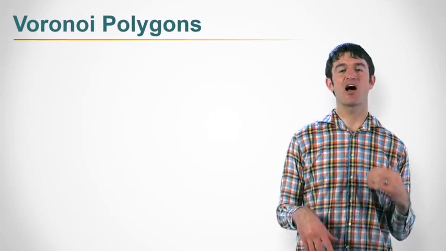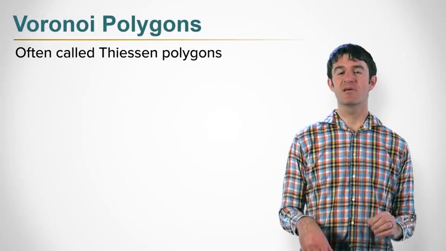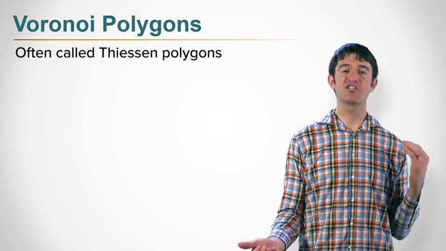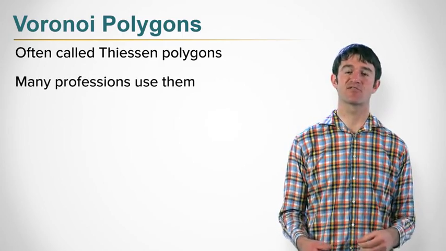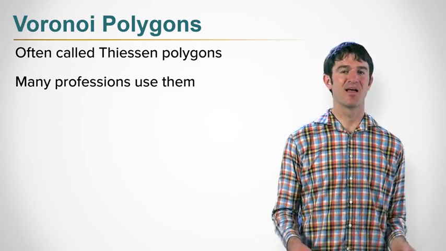Another way to make zones is to create Voronoi polygons, which are often called Thiessen polygons, including in ArcGIS. Some of you may have heard of them from your own work. While brushing up on material for this lecture, I saw just how many different professions have uses for them. They're relatively simple overall, which is part of their beauty.